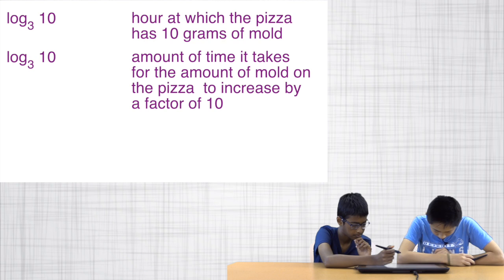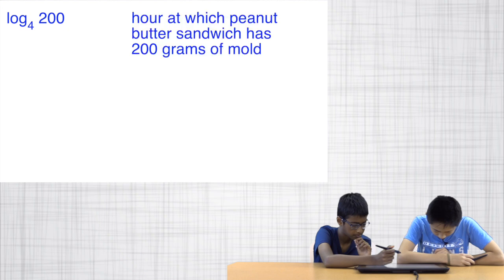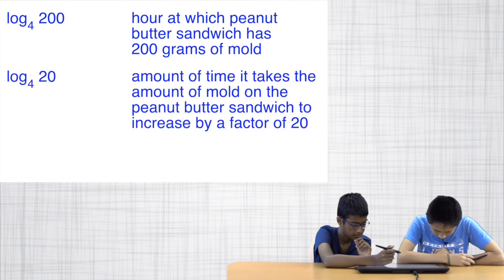In the last 2 episodes, Josh and Arobindo again demonstrated that logarithmic expressions could be used to express these two types of quantities. They explained how log base 4 of 200 could represent the hour at which a moldy peanut butter sandwich, whose amount of mold increased by a factor of 4 each hour, had 200 grams of mold. And how log base 4 of 20 could represent the amount of time it takes the amount of mold on a peanut butter sandwich to increase by a factor of 20.